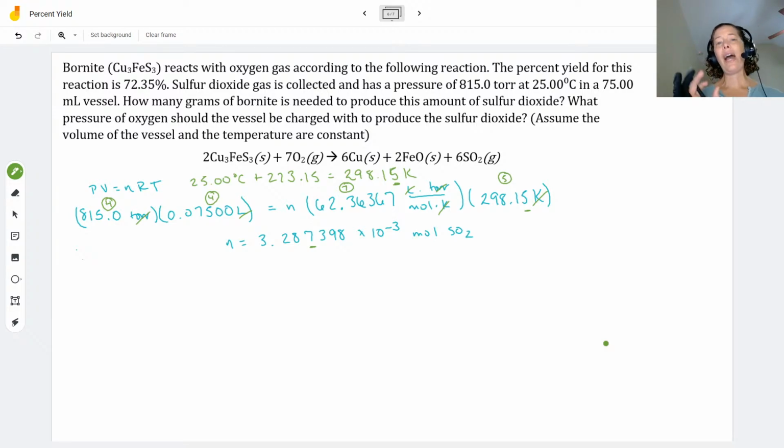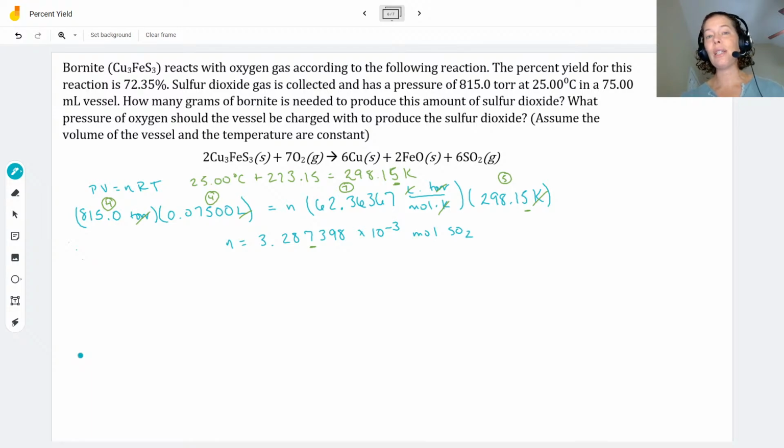Okay, so we now have an amount of sulfur dioxide. We are ready to use our percent yield. Now, if you like to always use grams in your percent yield, you can take this moles of sulfur dioxide and convert it to grams and calculate your theoretical yield in grams. It's absolutely, totally fine. However, percent yield can also be actual moles over theoretical moles. The important thing is you're not mixing up your units. So you can't take moles of sulfur dioxide for your actual and grams of sulfur dioxide for your theoretical. Your units have to match. That is the critical thing.